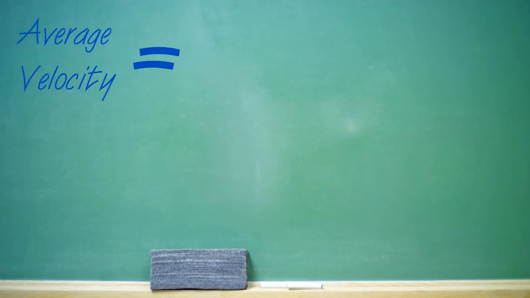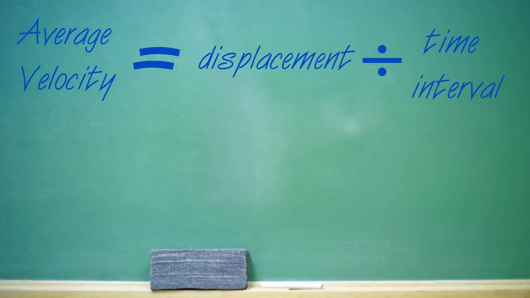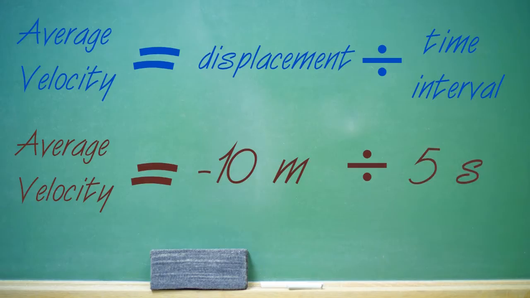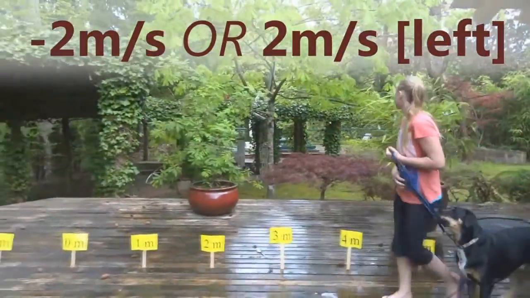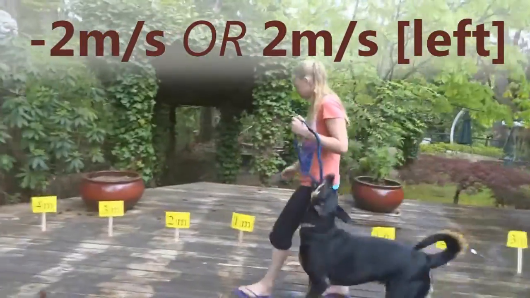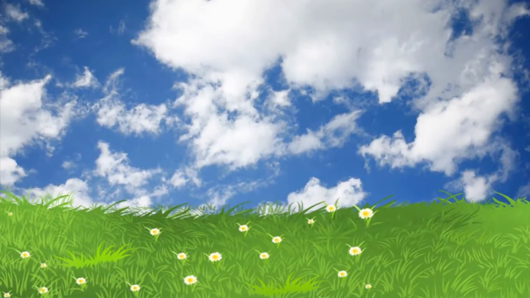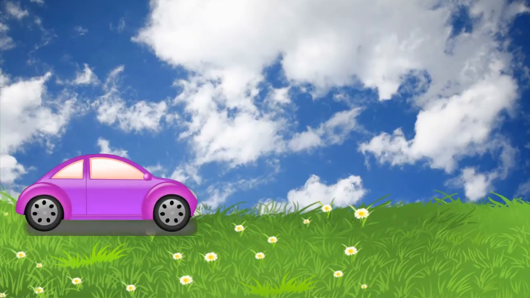Average velocity equals the displacement, or the change in position, divided by the time interval, the change in time. So if we put in what we know, we'll have her displacement, -10 meters, divided by her time interval, 5 seconds. This gives us -2 meters per second. So her velocity is 2 meters per second left. That's the basics of finding velocity. But let's go a bit deeper.